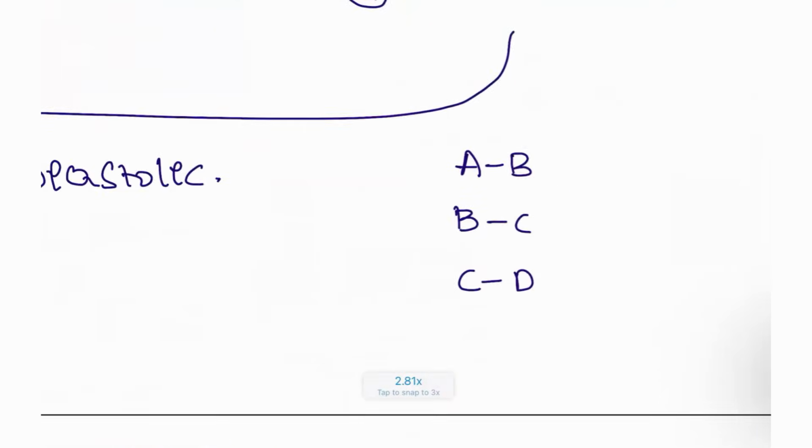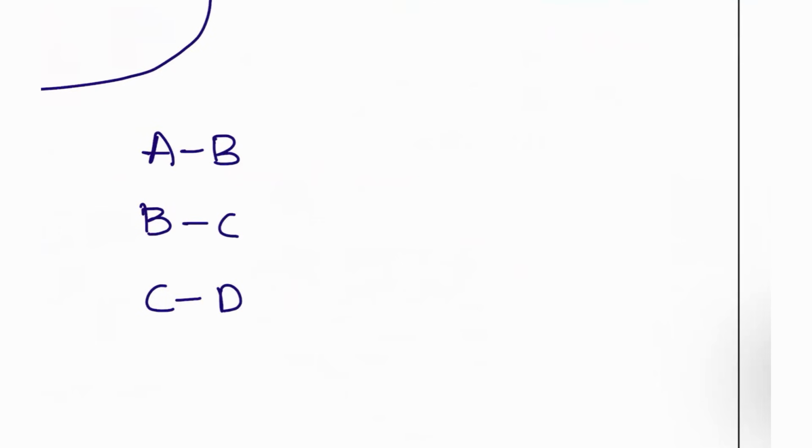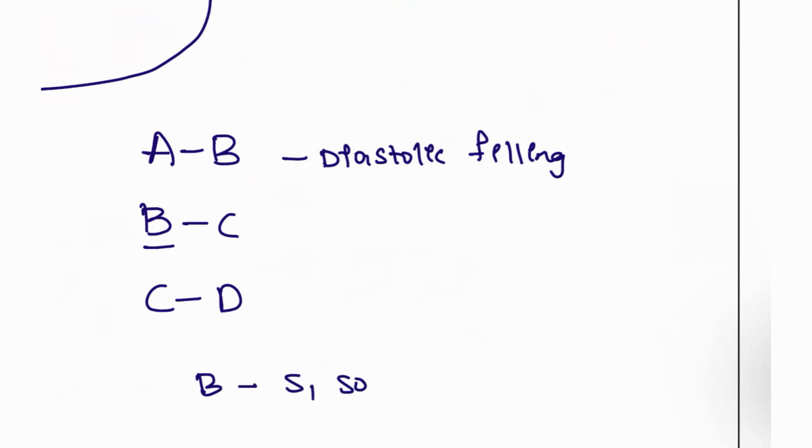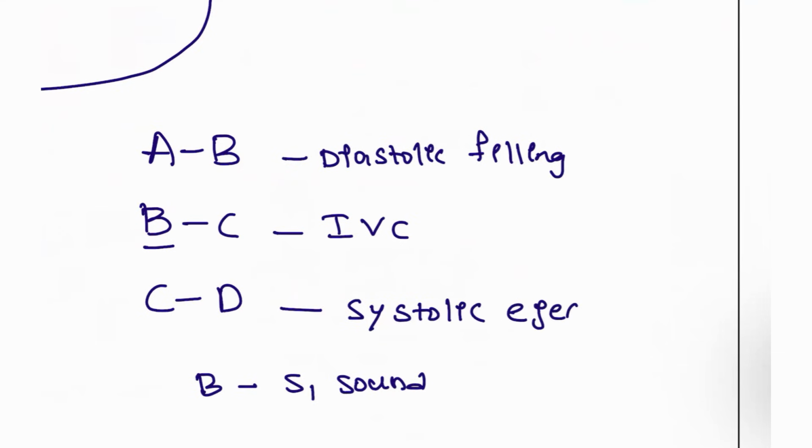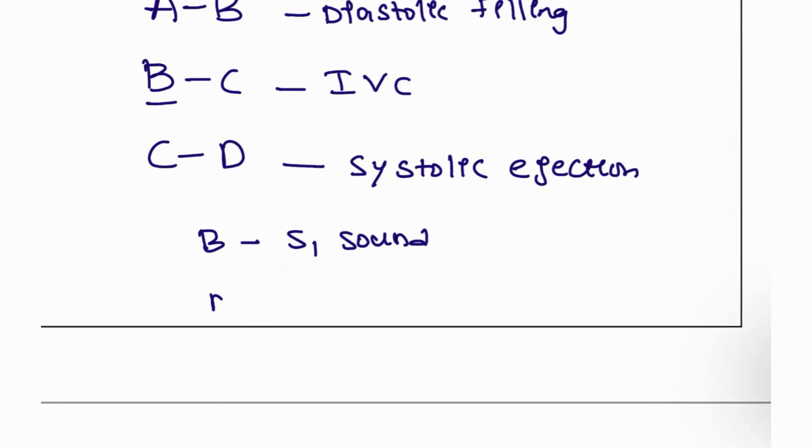So see here. What is happening in point A to B? There is a diastolic filling. And next, coming to B to C, at point B, what happened here? At point B, the S1 sound is produced. Point B to C, it is isovolumetric contraction. Point C to D, systolic ejection, right? And at point D, the S2 sound is produced. Again, D to A, it is going to be the isovolumetric relaxation, right?